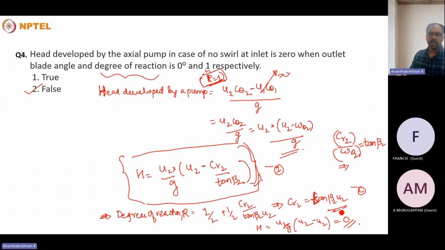So only at that particular angle we'll get the total head value equal to 0. In all other cases, it will not be 0. So we have to assume it like that and consider the blade angle equal to 90 degrees to get a degree of reaction equal to 1 and head equal to 0. Outlet head, the head produced by the pump will be 0. This is possible if and only if beta 2 is equal to 90 degrees. If beta 2 is not equal to 90 degrees, then this is not possible and the head produced will not be equal to 0.